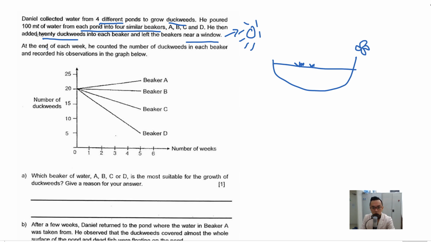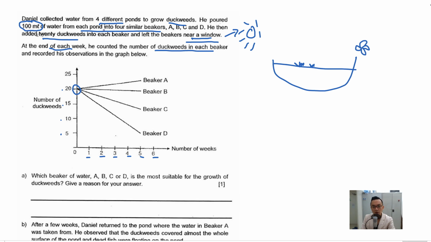Okay, at the end of each week, he counted the number of duckweeds in each beaker and recorded his observations below. So number of weeks: week 1, week 2, week 3, week 4, week 5, week 6. Number of duckweeds: 5, 10, 15, 20, 25. So all of them started at 20. All of them were placed near a window where they had sunlight. All of them had 20. All of them had 100 ml of water.